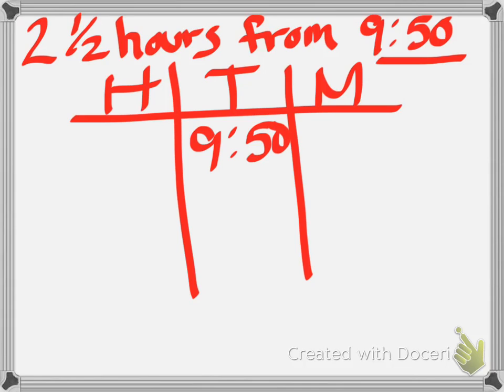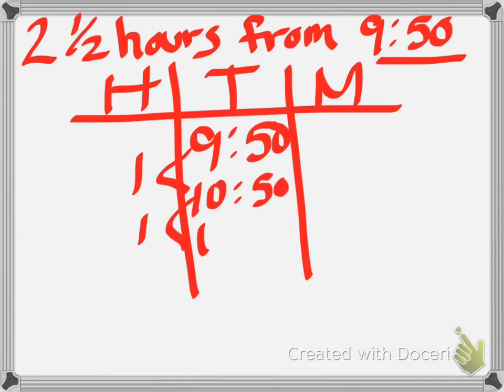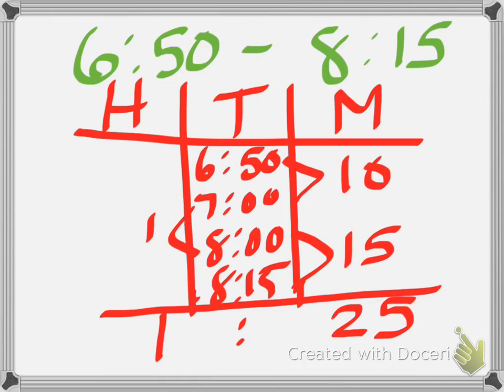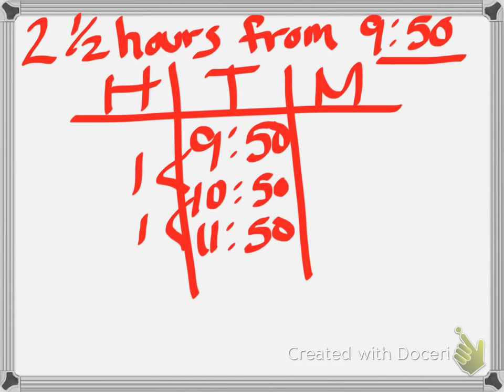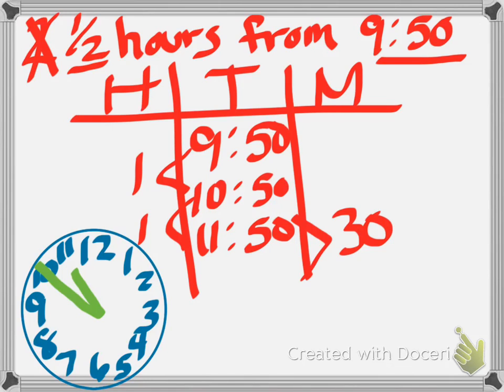Then all we do is we add 2.5 hours. So if we added 1 hour to 9:50, that would give us 10:50. We add another hour to 10:50, and that would give us 11:50. But I'm not finished. I am finished with the hours, but I'm not finished with the minutes. A half an hour is 30 minutes. So I need to add 30 minutes to 11:50. So on our clock right now we have 11:50, but I need to add 30 minutes. So let's go ahead and do that.